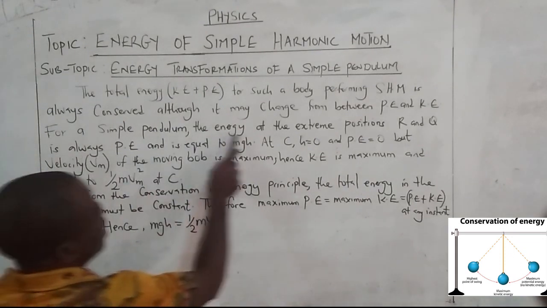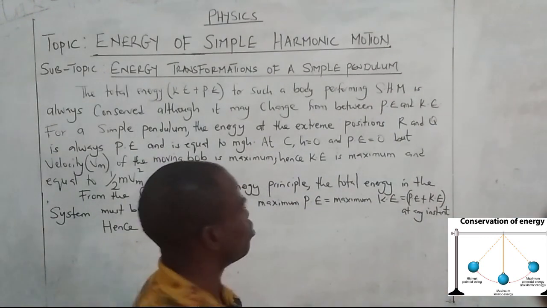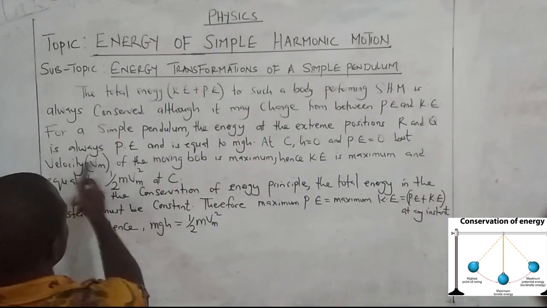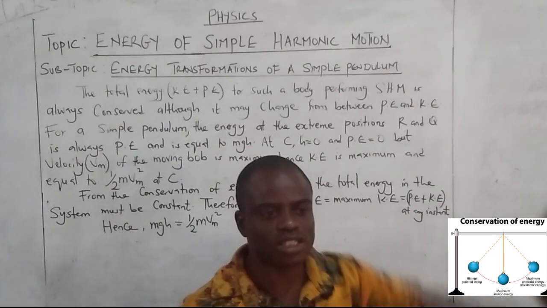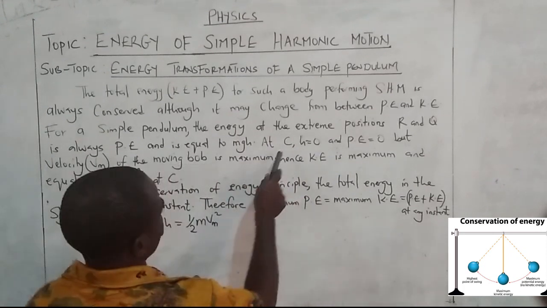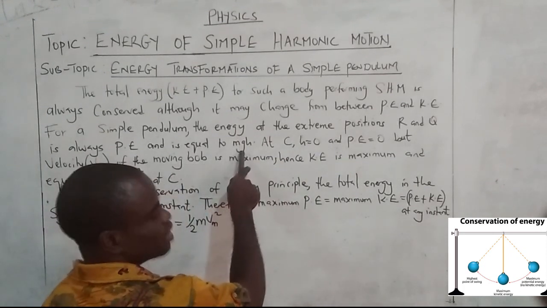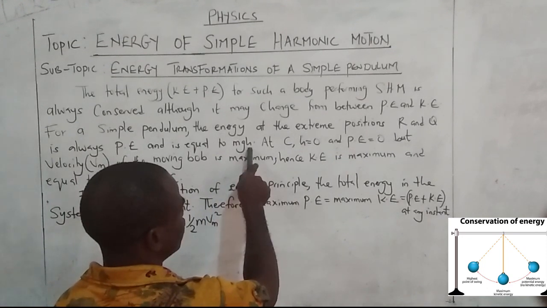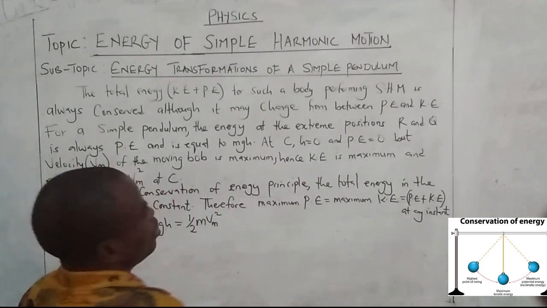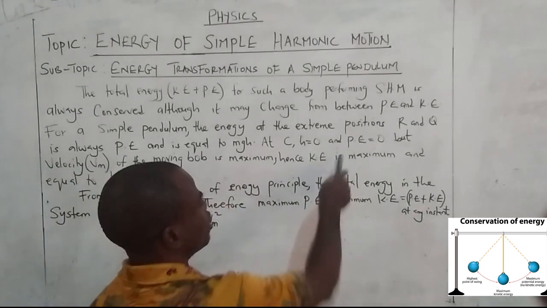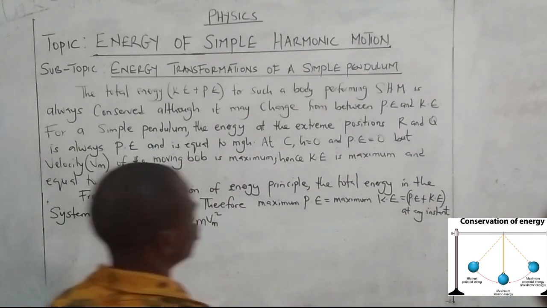For a simple pendulum, the energy at the extreme position, as I said before, between position R at the extreme end and Q, is always potential energy and is equal to mgh, energy at rest. M is the mass of the object or the ball, g is acceleration due to gravity, h is the height when it moves up. At C, at the middle, h equals 0, potential energy is 0.